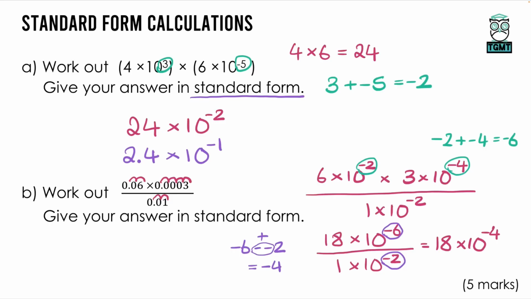Now it does say to give your answer in standard form, so we would need to apply that little trick again, which is 1.8. To make the number smaller, we make the power bigger, so -4 goes up to -3. And there's our final answer for that one, 1.8 times 10 to the -3. A very, very challenging one, might be one that you want to watch again.